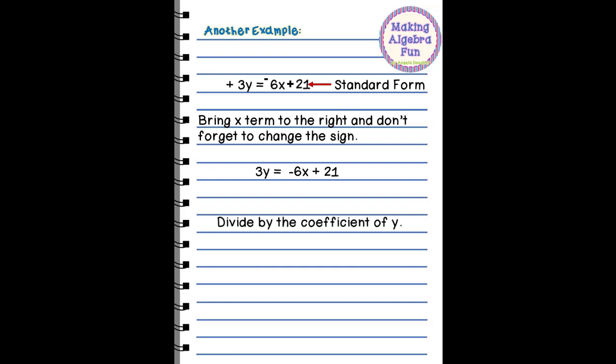And then second is to divide everything by 3 and reduce them. So the 3 over 3 becomes a 1, and I just dropped that, so you get y. Negative 6 over 3 becomes a negative 2, negative 2x. And then 21 divided by 3 becomes 7. So if you look at what you've got now, it is slope-intercept form. Y equals mx plus b. You can see the slope is negative 2, and the b value is 7.